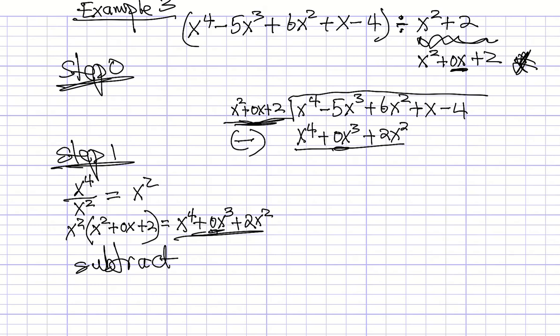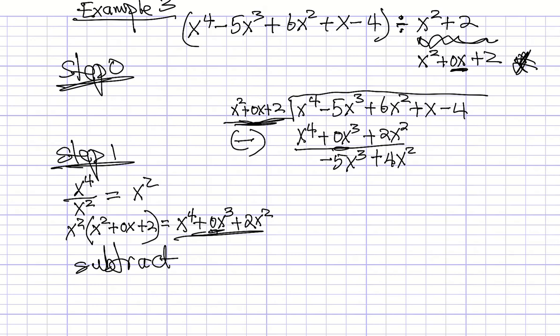Then you basically have negative 5x cubed here. You don't have to write that if you don't want to, but it helps you keep accounting. And then right here you have negative 2x squared subtracted from positive 6x squared. What do you get? You get positive 4x squared.